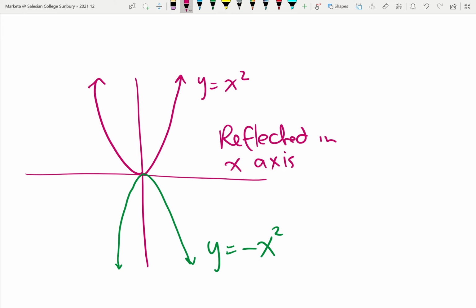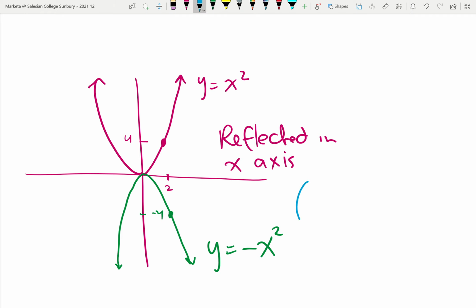And what we see is that, if you have a certain x value, just say that's a 2 over here, your y value would be 4 on the purple graph there, y equals x squared. When we reflect it, on the green graph, it's negative 1 times 2 squared, so it's negative 4. So the point is that when we reflect in the x-axis, we're affecting the value of y.